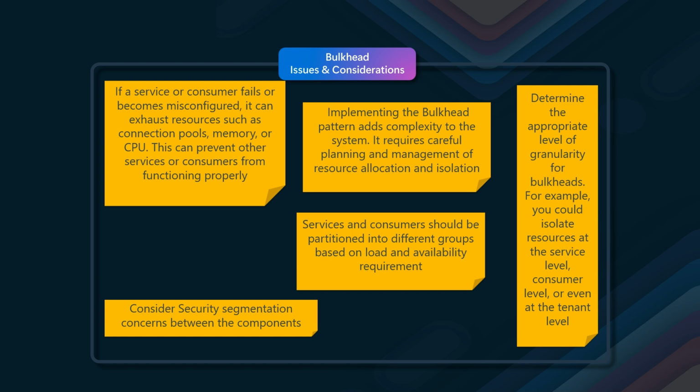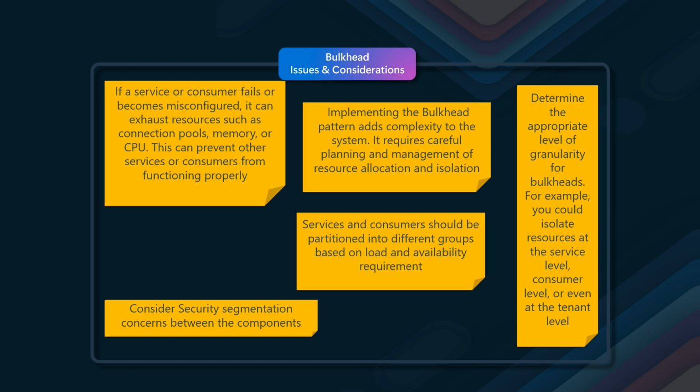This can prevent services or consumers from functioning properly. Cascading failures. Without isolation, a failure in one service can lead to cascading failures affecting the entire system. This can happen if a single service consumes all the available resources, leaving none for any other service. Implementing the bulkhead pattern does add complexity to the system. It requires careful planning and management of resource allocation and isolation. Isolating resources for different services or consumers can lead to less efficient use of resources. For example, some resources may remain underutilized while others are overutilized.